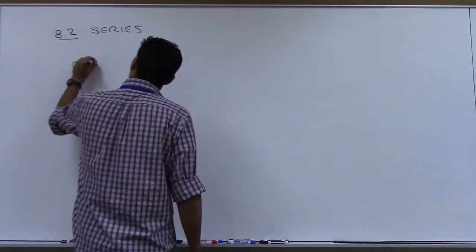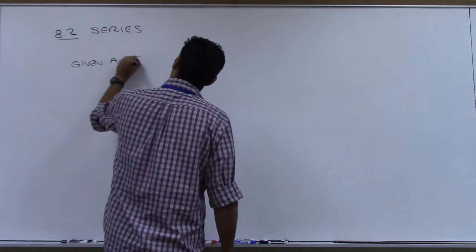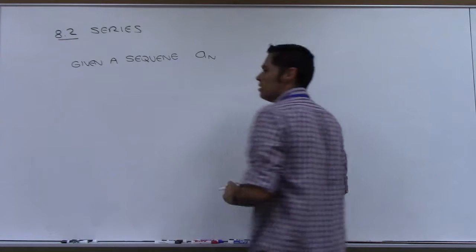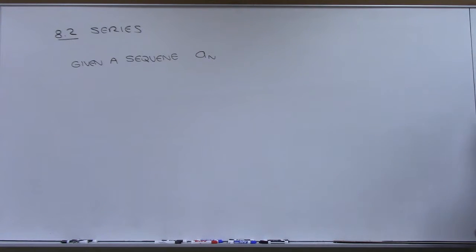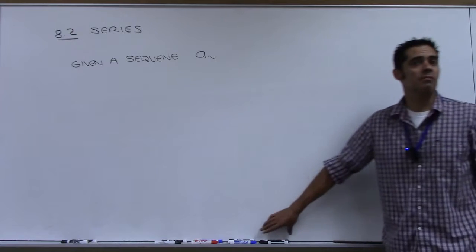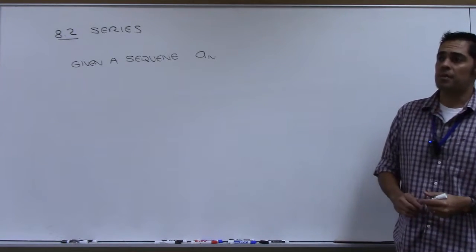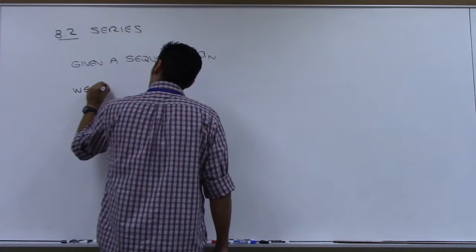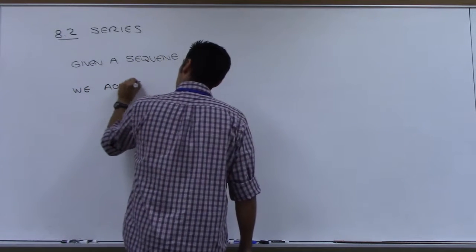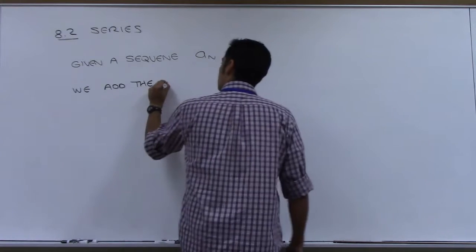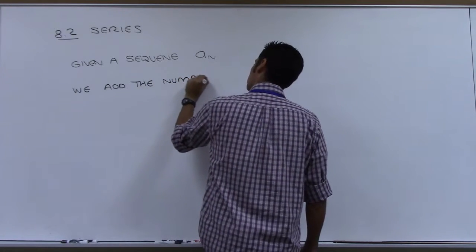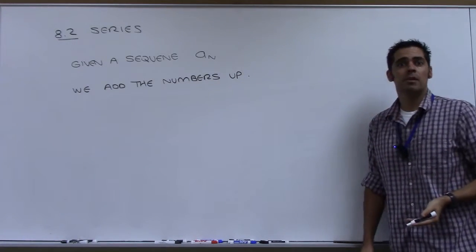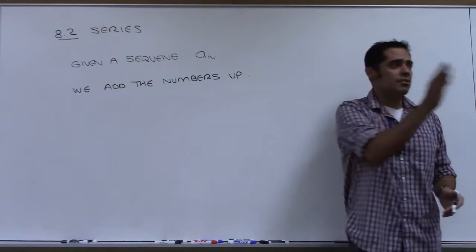Given a sequence a sub n, we know what a sequence is, right? A sequence is just a list of numbers. So given a sequence a sub n, we add the numbers up. That's all we do. You take that list of numbers and add each of the numbers together.